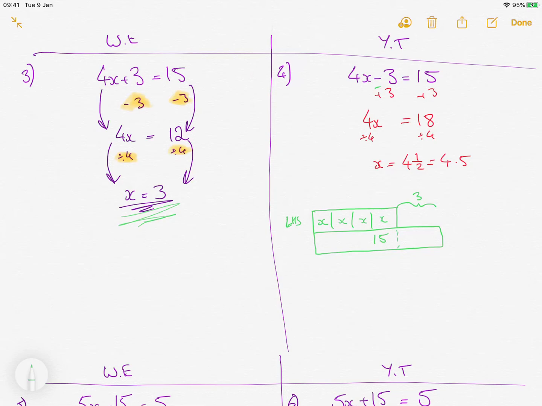So if I draw a line there and take away 3, then I know that 4x must be equal to 12, which is exactly what my second line of working is here. So you can see how they match up, and then I can see there that x is equal to 3. But I just think it gets a bit tricky when you've got negatives involved. So yeah, I'd like us all eventually to be comfortable with the balancing method.